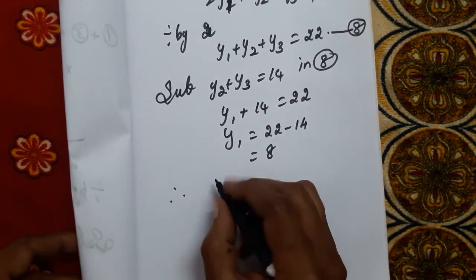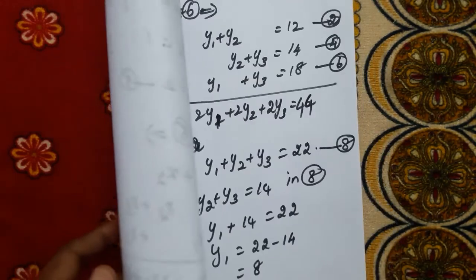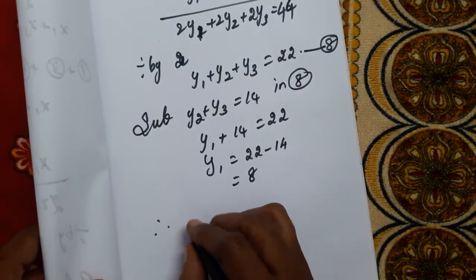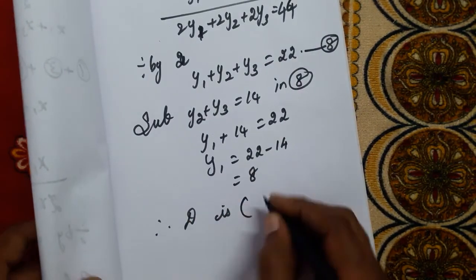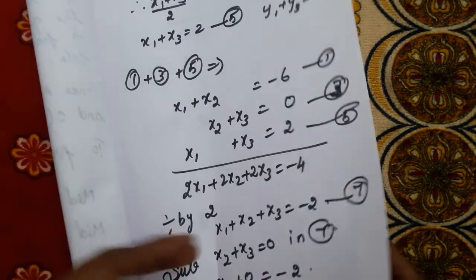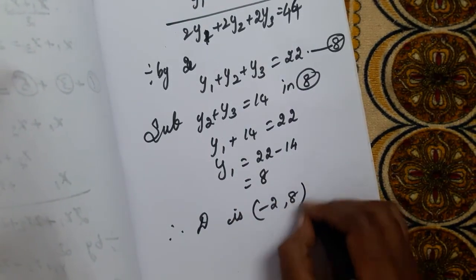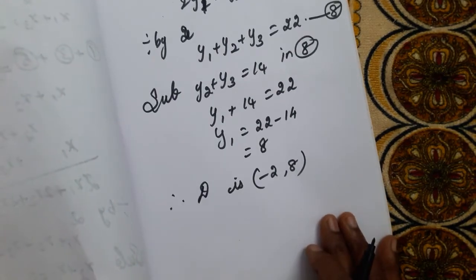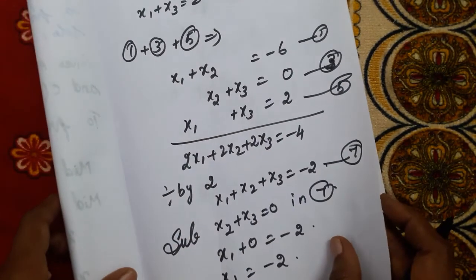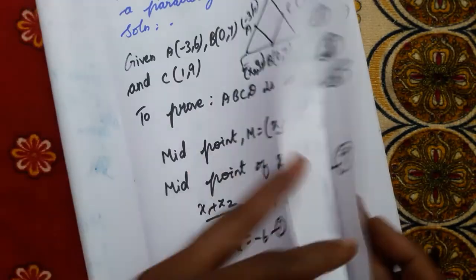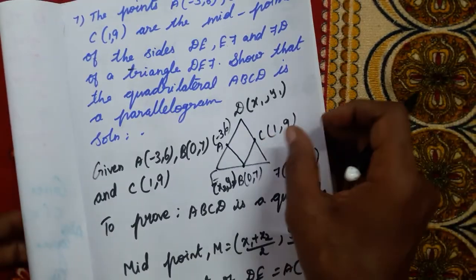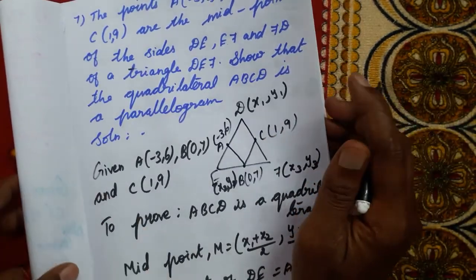Therefore, what are the coordinates of D? The x1 value is -2 and the y1 value is 8. Therefore, D is (-2, 8). Next, we have to prove that ABCD is a quadrilateral.